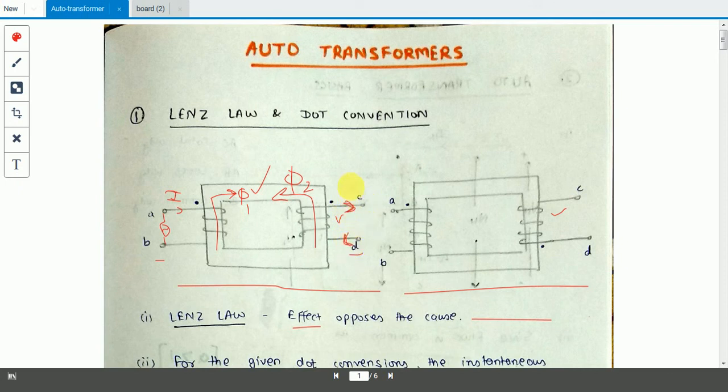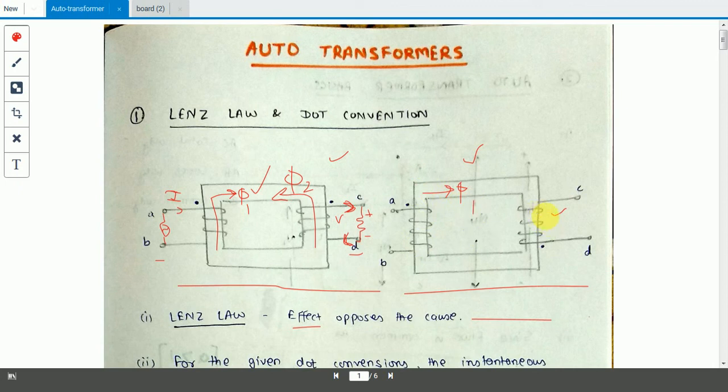Here we'll apply the load, and the polarity will be like this. So this case is done. Now let us take the example of this case. In this case also the same flux will be in this direction.